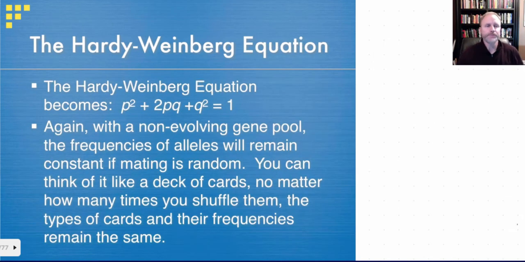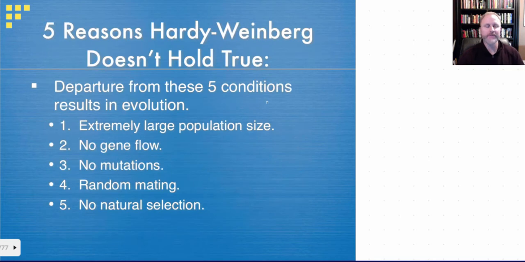Okay, so here's the Hardy-Weinberg equilibrium equation, of course. You have p squared plus 2pq plus q squared equals 1. And in a non-evolving gene pool, if you have random mating, no matter what you do, the frequency of these alleles is always going to remain the same, okay? If all of those 5 things we've discussed in class are true, the large population, no gene flow, no new mutations, random mating, and no natural selection, then you have Hardy-Weinberg equilibrium.